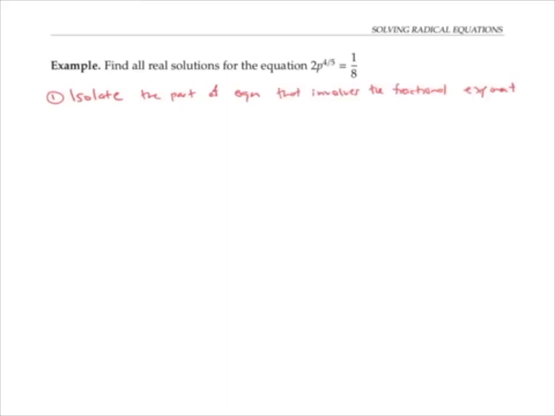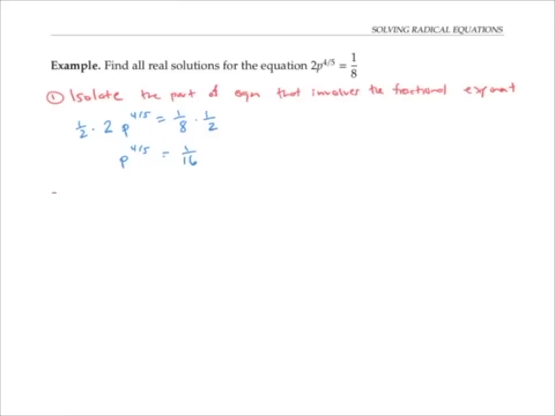So I'll start with the original equation, 2 times p to the 4/5 equals 1/8, and I'll divide both sides by 2, or equivalently, I can multiply both sides by 1/2. That gives me p to the 4/5 equals 1/16, and I've effectively isolated the part of the equation with the fractional exponent as much as possible.